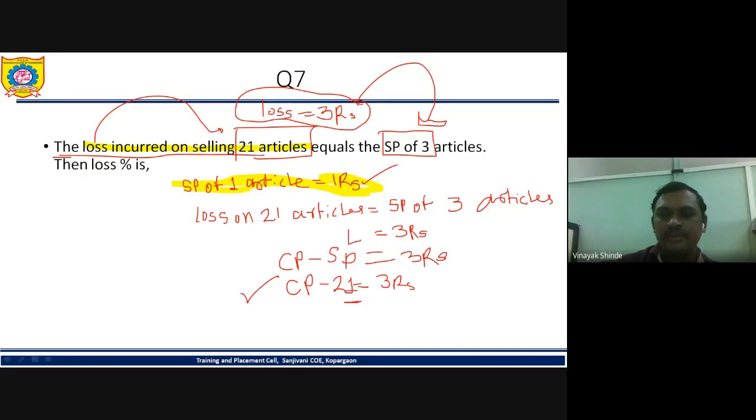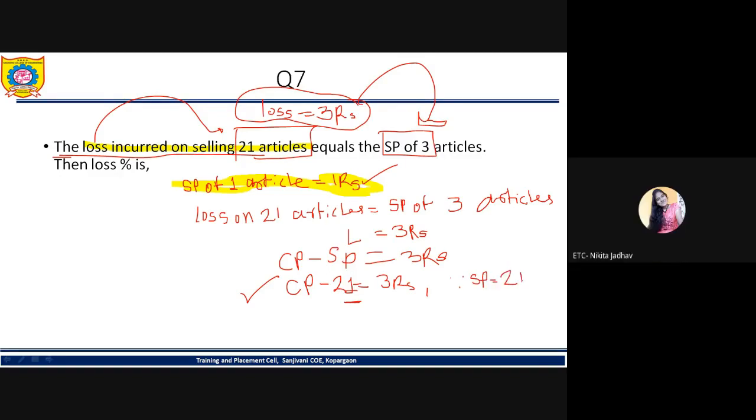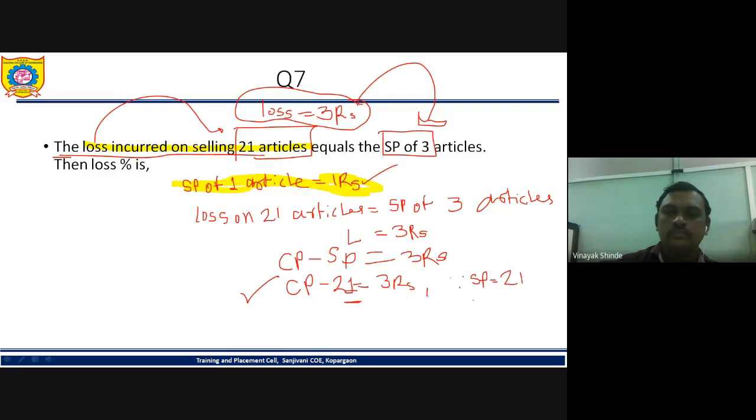Selling price is 21. Can you calculate cost price? 24. So cost price 24 है. So you are knowing cost price, you are knowing selling price. Can you calculate percentage loss with the formula? Okay, you calculate, write your answer in chat box. Meanwhile, I'll ask this percentage loss formula to a few students.